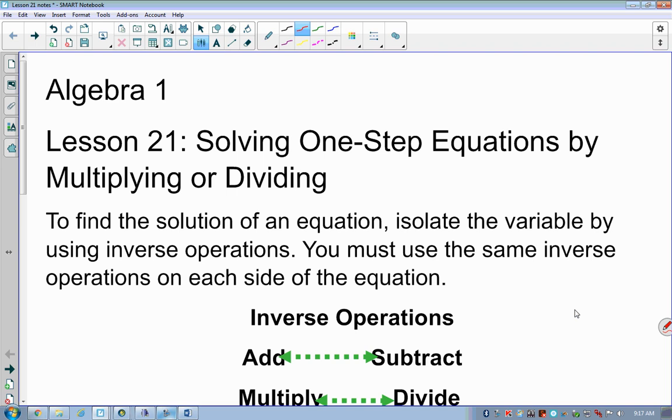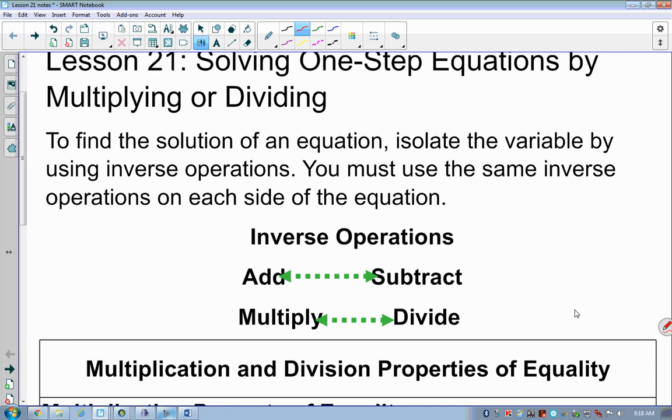All right, Algebra 1, Lesson 21, solving one-step equations by multiplying or dividing. To find a solution of an equation, you're going to hear this over and over again, and hopefully you're already familiar with this. If we're going to solve a one-step equation that involves multiplication or division, we have to use inverse operations. Inverse means the opposite operation of what is happening to the x value. Does that make sense? So the inverse operations are those opposite operations.